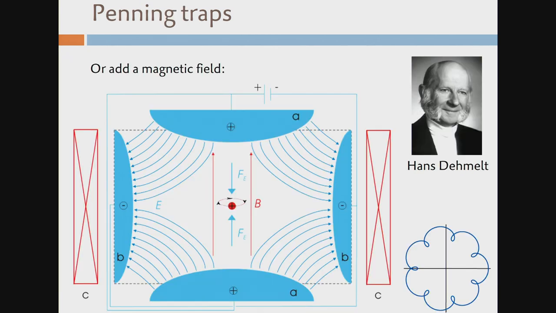This is one possibility with the time-varying fields. The other possibility is to add a magnetic field, in which case, so you have an electric quadrupole and then add a magnetic field, and your particle, again, stays confined and describes some cyclotron motion. And this also works to keep your charged particles confined in a region of space.